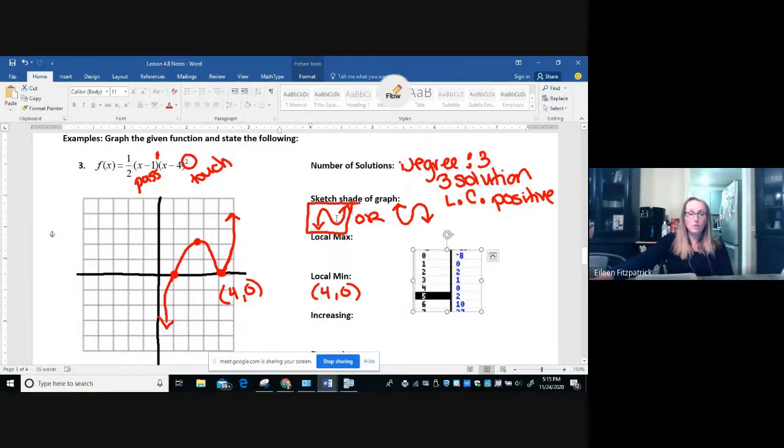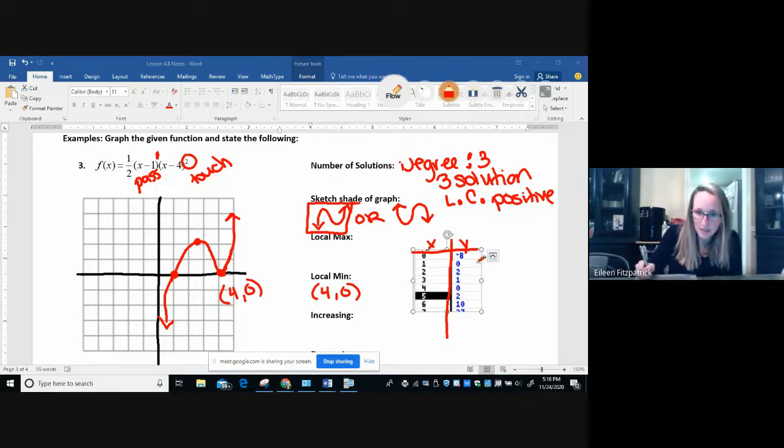The table of values you definitely want to write down on your paper because it's going to help you identify the max, the mins, increasing, decreasing, all that kind of stuff. So I would set up a table of x and y values. For this one, you can see that this is an x-intercept, which we already have plotted on our graph. You can see that this is an x-intercept because they both have y values of 0.